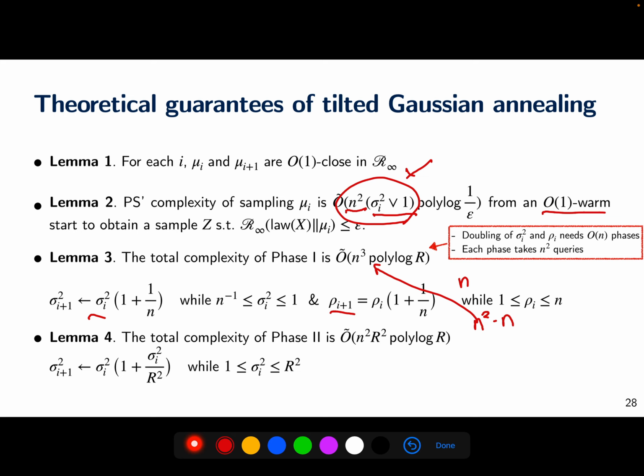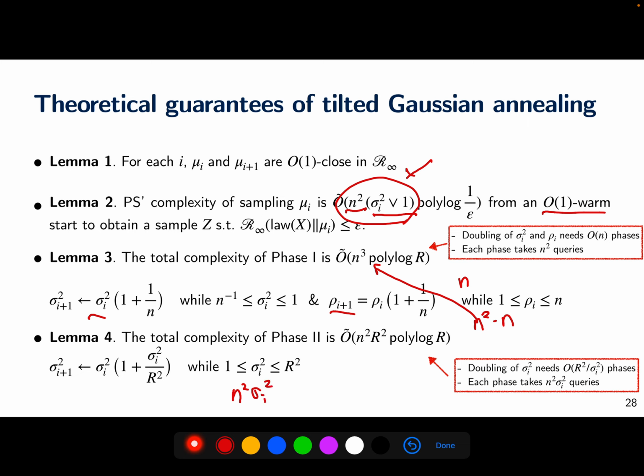And then for phase 2, you have n squared times r squared total query complexity, because in this regime, each phase takes n squared sigma I squared queries, while doubling of the initial sigma I squared takes r squared over sigma I squared. So by multiplying this, each doubling of sigma I squared takes n squared r squared. And because there are log of r squared many doubling phases, we have the total complexity of n squared r squared for phase 2.